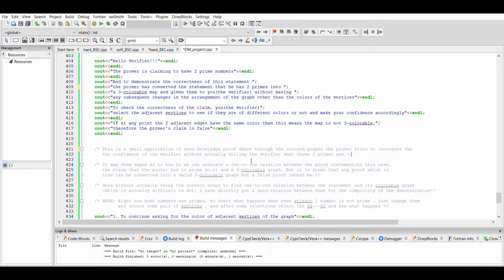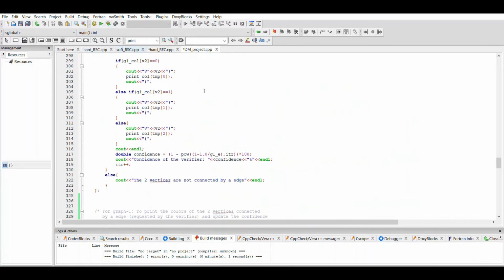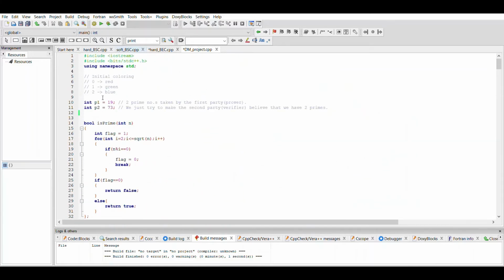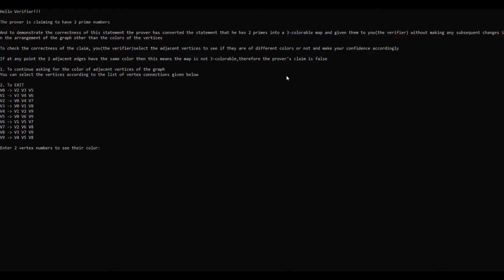Each time the verifier chooses two adjacent vertices which are of different color, the verifier's confidence or belief about whether the prover is telling the truth or not increases. So, for example, right now I have taken two prime numbers, and these prime numbers are only known by the prover and not to the verifier.